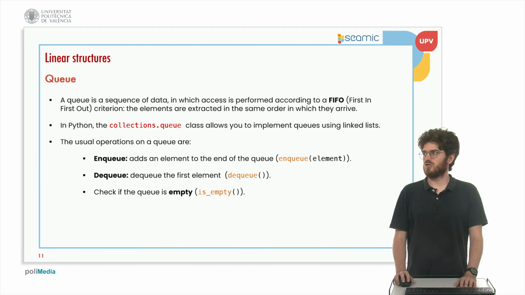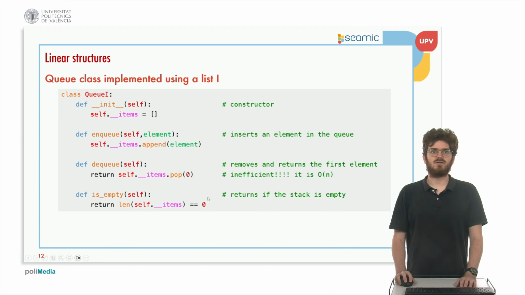Queues have two main operations that are called enqueue and dequeue to add and remove an element from the queue. Enqueue adds elements to the end, and dequeue removes elements from the beginning of the queue. And of course, as with most data structures, we can always check whether the data structure is empty. So let's see a short implementation with lists.